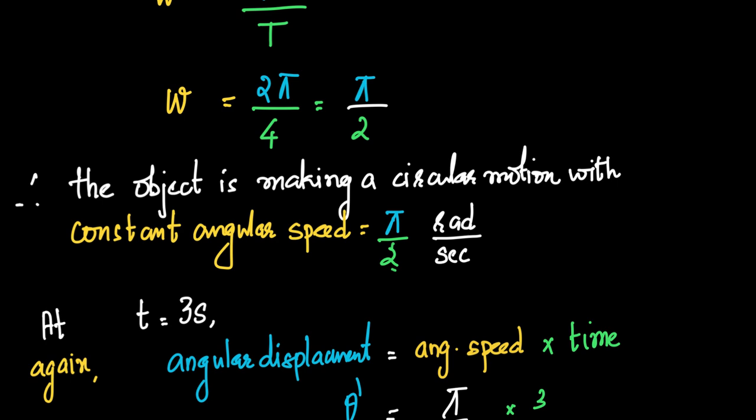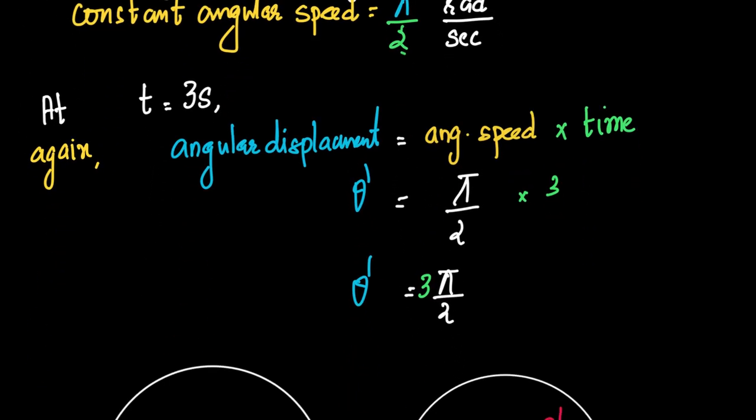Okay, and it is given in the question that the angular speed is constant in nature. Now at time t equal to 3 seconds, we have to keep in mind that the angular speed is constant. Therefore, we can write that angular displacement should be equal to angular speed into the time elapsed. What is angular displacement? We took it as theta prime. What is angular speed? Pi by 2. What is time? It is 3 seconds. Therefore, we get angular displacement theta prime as 3 pi by 2.